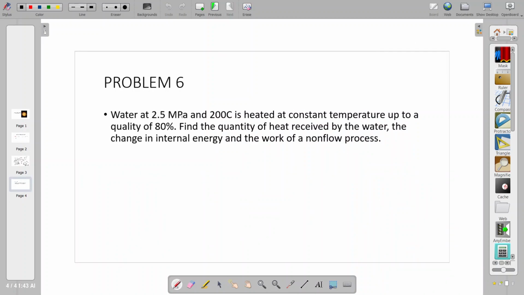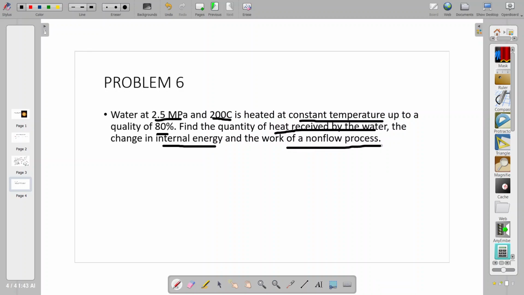It says here, water at 2.5 MPa and 200 degrees Celsius. Okay, look at it carefully. At constant temperature, so constant temperature again, up to a quality of 80%. Find the quantity of heat received by the water, the change in internal energy, and the work, for a non-flow process.